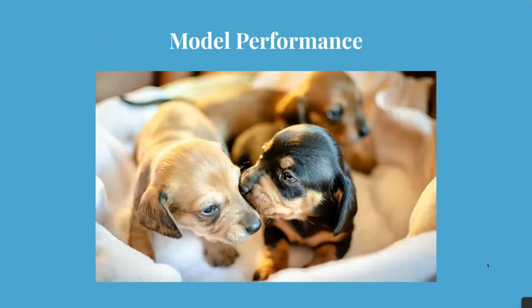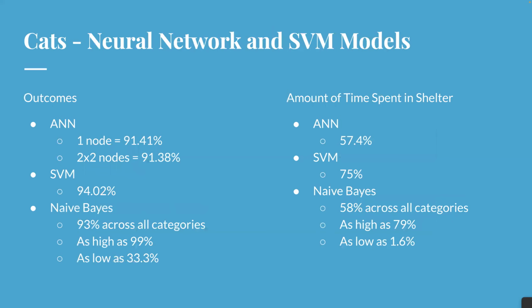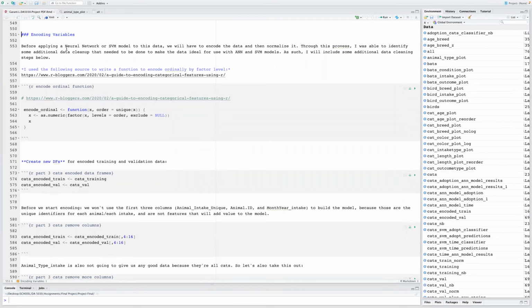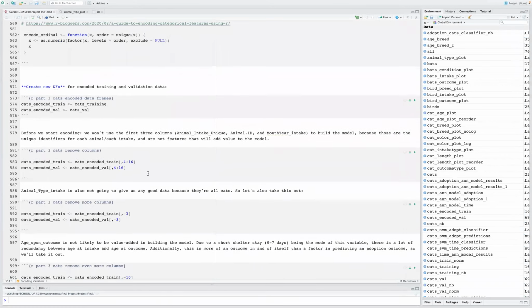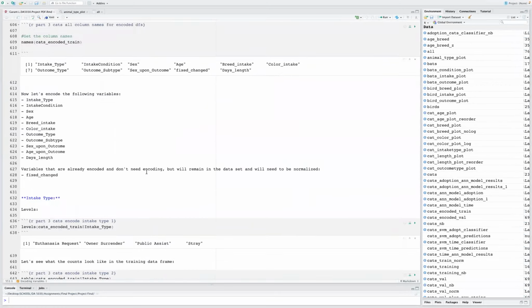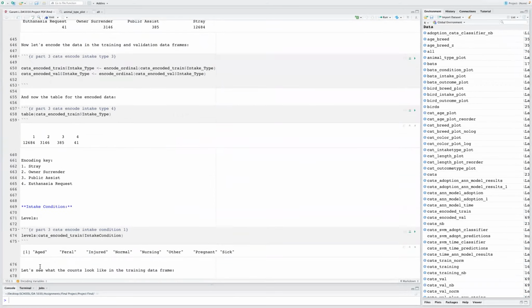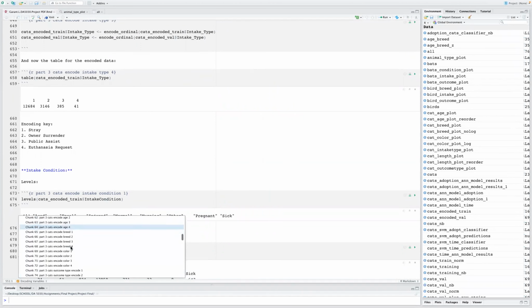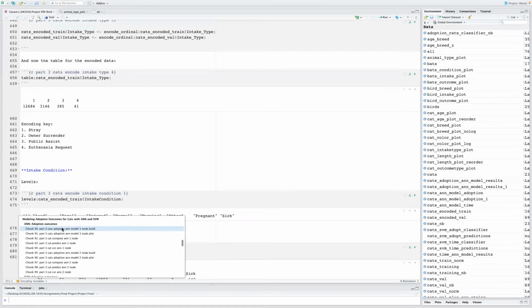So, model performance. Let's look at the cats data set first. For the ANN and SVM models, quite a bit of encoding had to be done. This is where I did all of that, and that was actually quite a few lines of code. As you can see here, all of this is encoding the variables. And then I did some scaling, and then we have the models here.